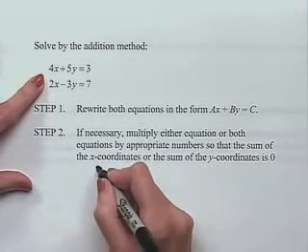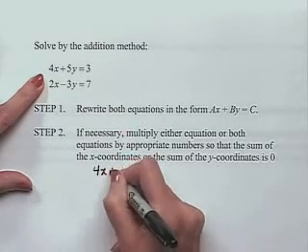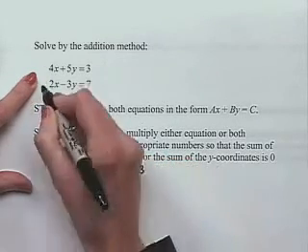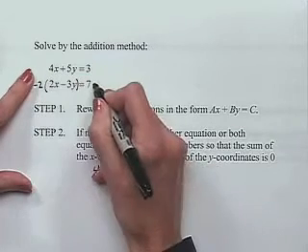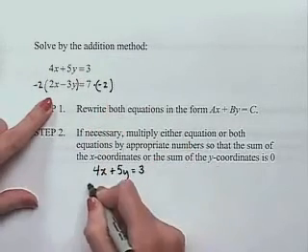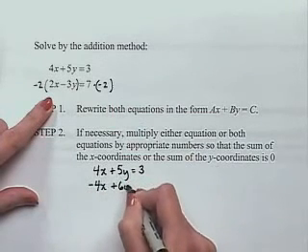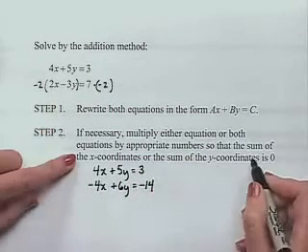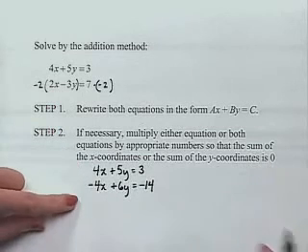So I'm going to take my first equation and leave it as is, 4x plus 5y equals 3. In my second equation, I notice that if I multiply by negative 2 on both sides of the equation, then I can rewrite this as negative 4x plus 6y equals negative 14. Now notice then that the sum of the x-coordinates in this case would equal 0.